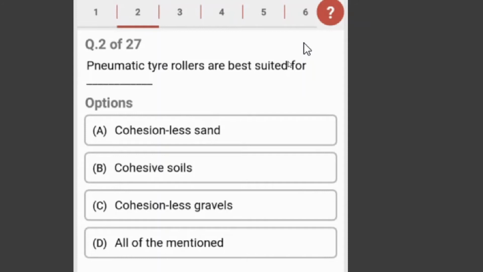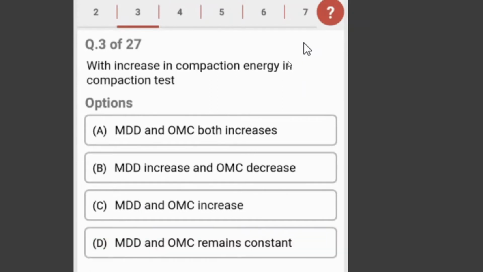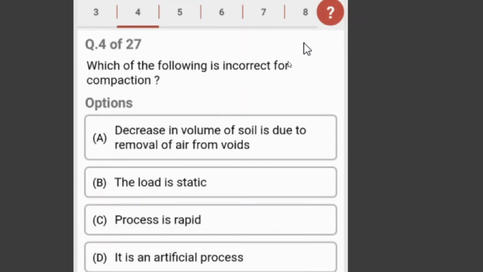Question 2. Pneumatic tire rollers are best suited for all of the mentioned: cohesionless sand, cohesive soils, and cohesionless gravels. Question 3. With increase in compaction energy in compaction test, MDD increases and OMC decreases. Which of the following is incorrect for compaction? The load is static. It is incorrect.